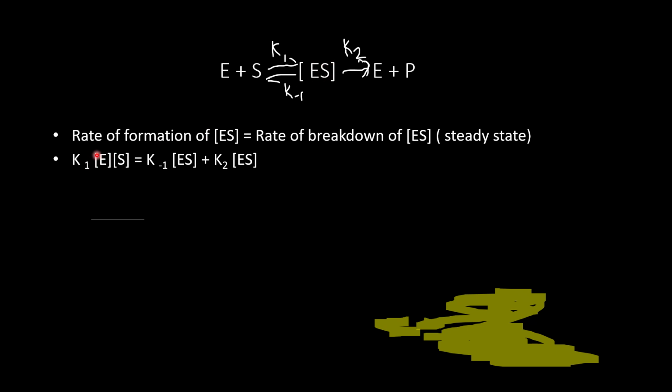That is, in the steady state, K1 into the concentration of enzyme into the concentration of substrate, that is the rate of formation of enzyme substrate complex, is equal to the rate of breakdown of enzyme substrate complex. Rate of breakdown means we have to include both reactions, that is K-1 into enzyme substrate complex and K2 into enzyme substrate complex. So this is one assumption, and this ratio, that is K-1 plus K2 by K1, is a constant called the Michaelis constant, which is called Km.